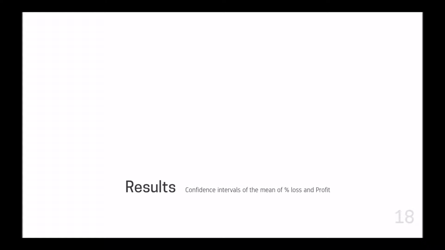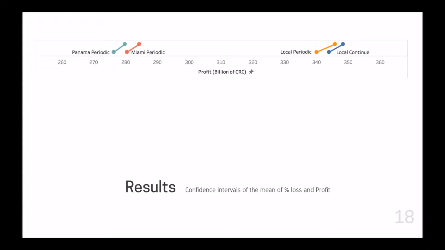Now that the four best scenarios based on the financial indicators are known, it is necessary to compare the confidence intervals of the mean of each indicator. This graphic shows the intervals of the revenue for the four best scenarios. As you can see, the confidence interval for the local periodic strategy interlaces with the one of the local continuous strategy. This means that there is no significant difference between the revenue of both strategies, but it's clear that these scenarios' revenues are much better than those of Panama and Miami periodic.